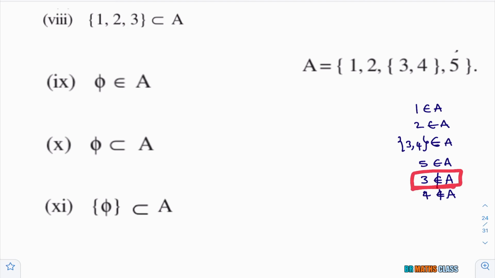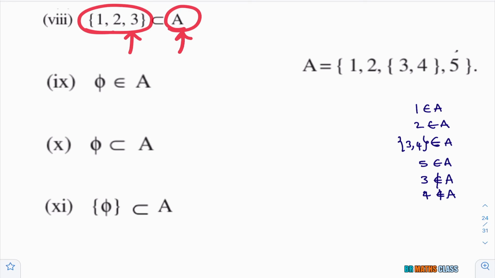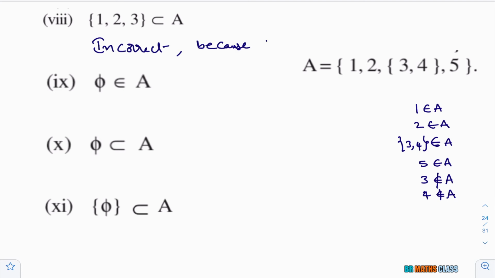In the beginning only we discussed, 3 does not belong to this set. All the elements present in this set are present in A or not? No. 3 is present in this set, 3 is not in A. So what is the correct symbol here? Not a subset is the correct symbol. They given subset. So that means this is an incorrect statement. 3 belongs to this set 1, 2, 3, but 3 does not belong to A. This is the reason. I hope you are understanding.